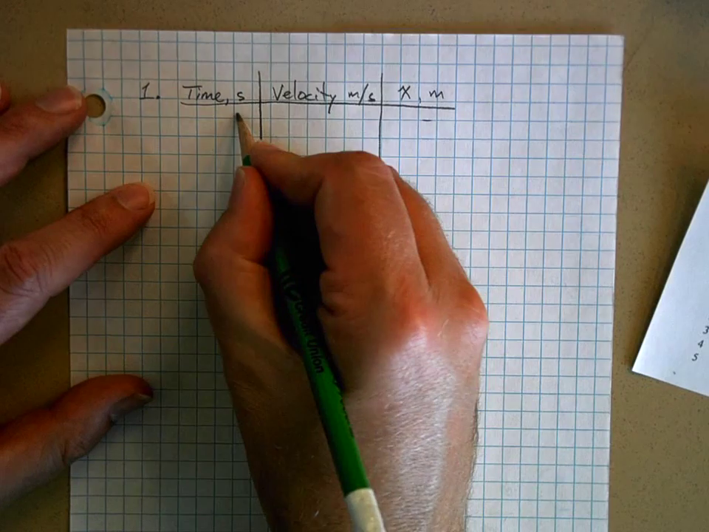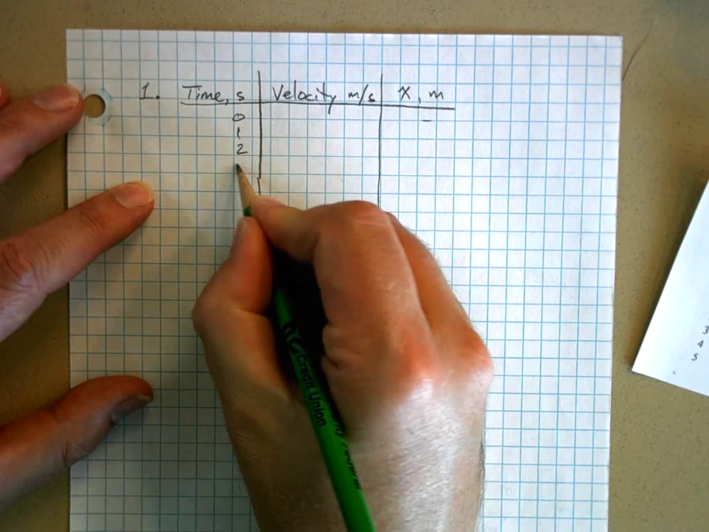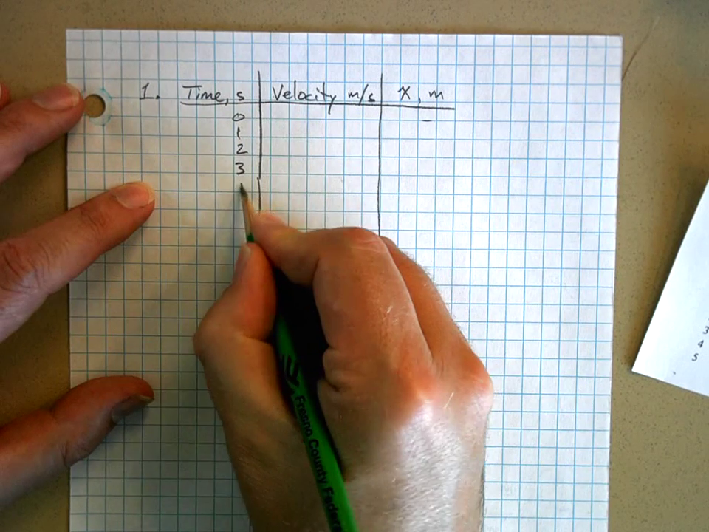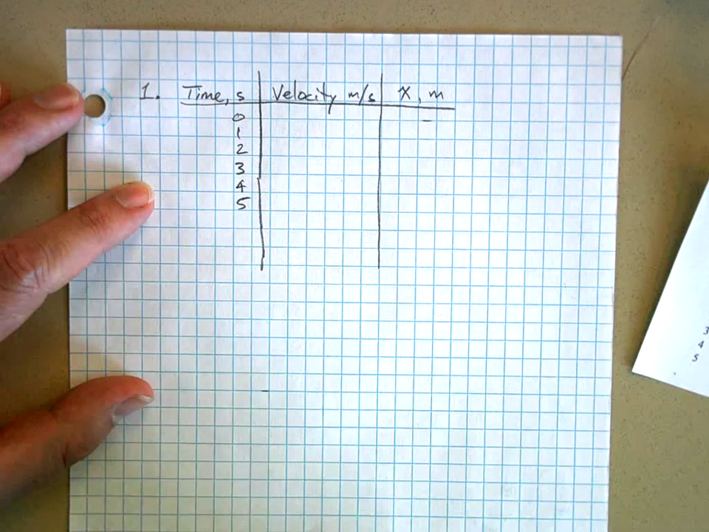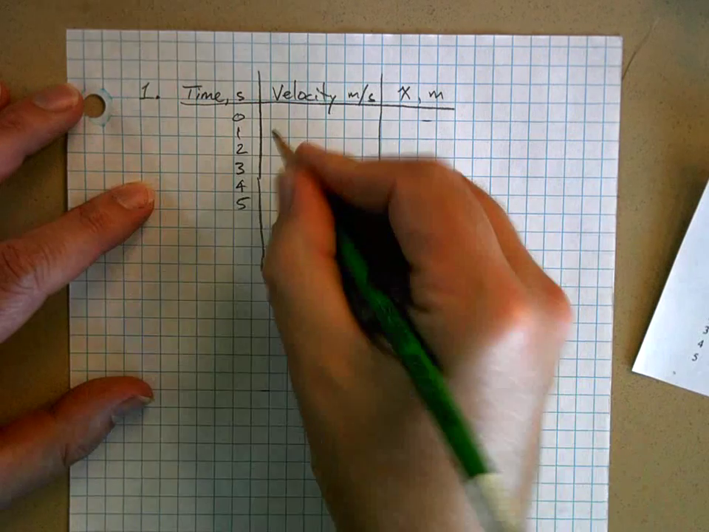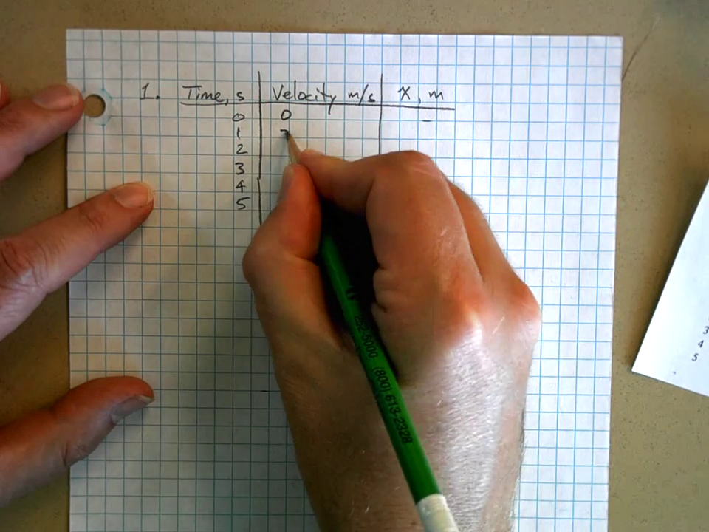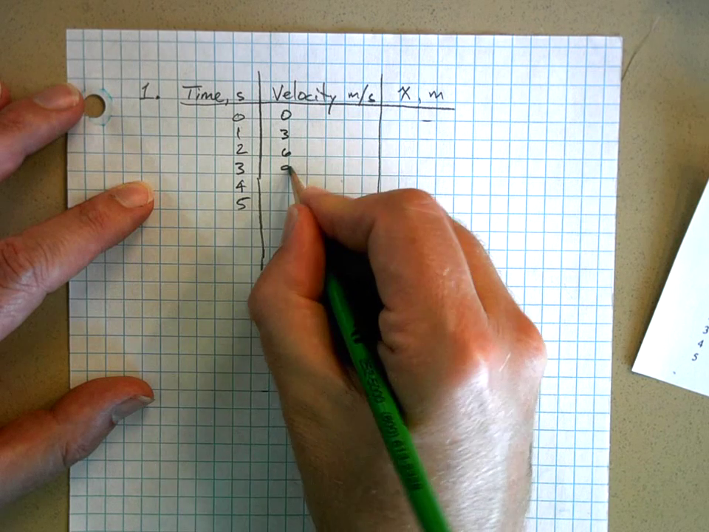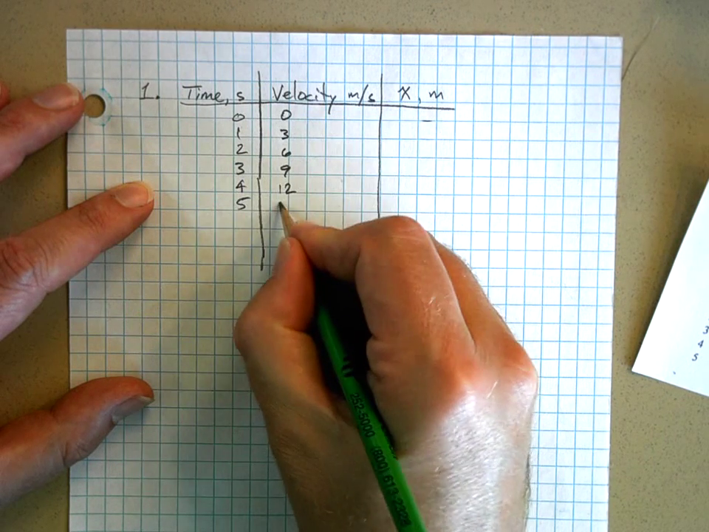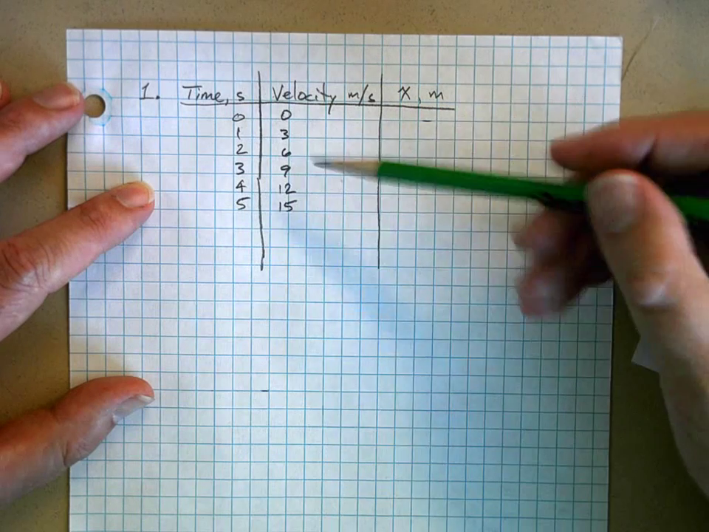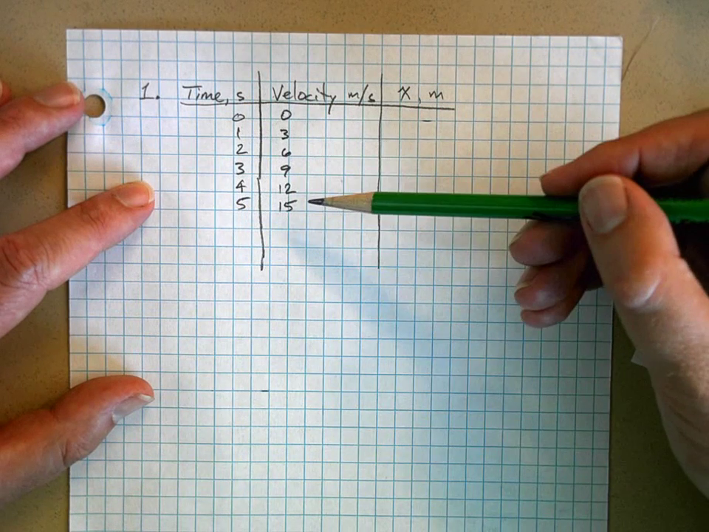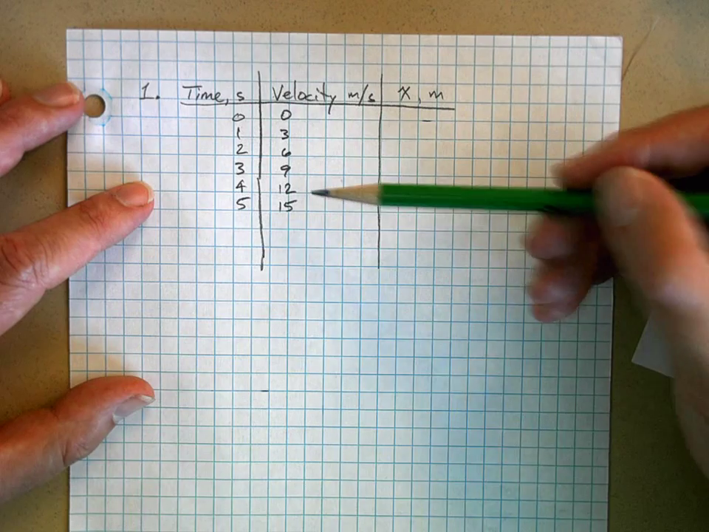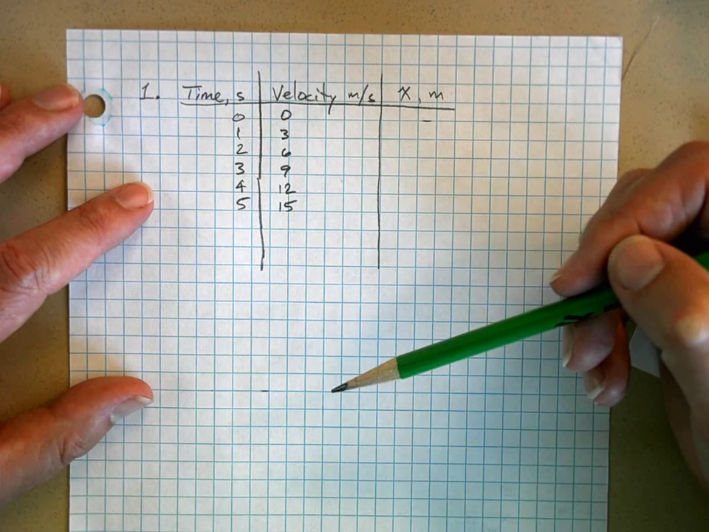So we've got 0, 1, 2, 3, 4, 5 seconds. And our velocity is 0, 3, 6, 9, 12, and 15. And I think you can see here that we're increasing the velocity at a steady rate. Every second, we're increasing our velocity by 3 meters per second.